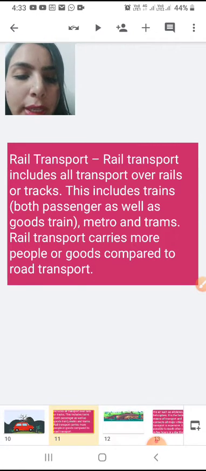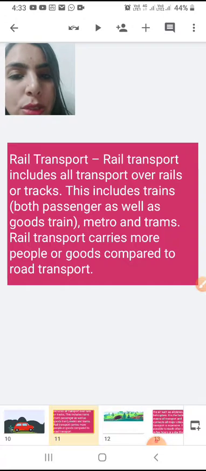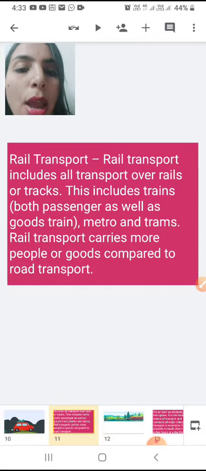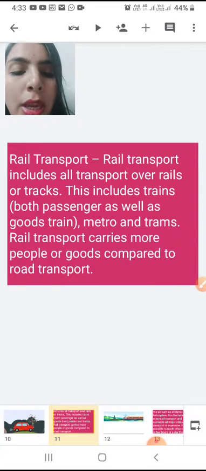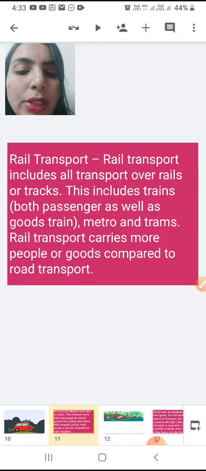This includes trains, both passenger as well as goods trains. What are the passenger and the goods trains? Passenger trains are those in which people can sit and go from one city or one country to another. And goods trains are those in which we send goods from one place to another.